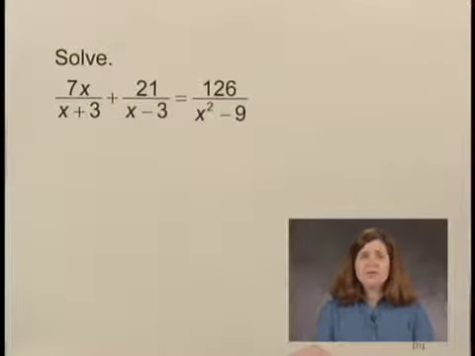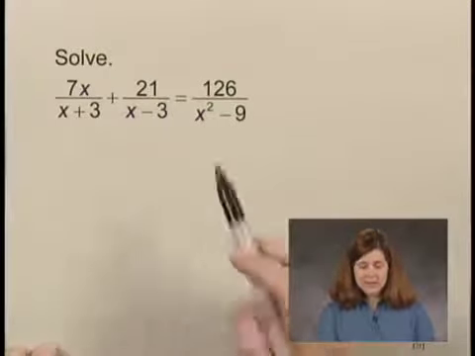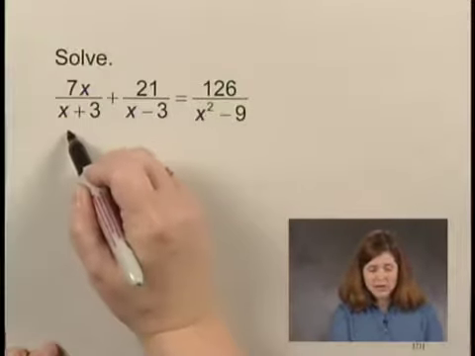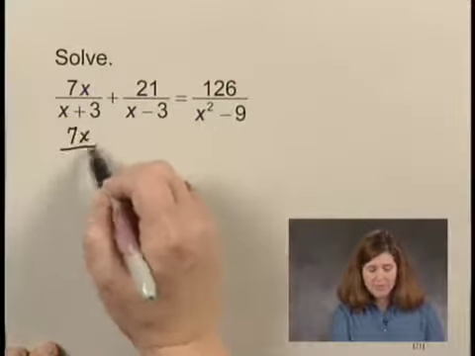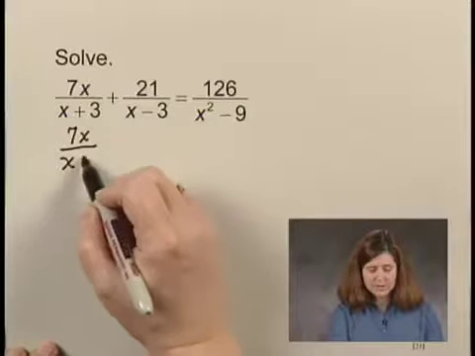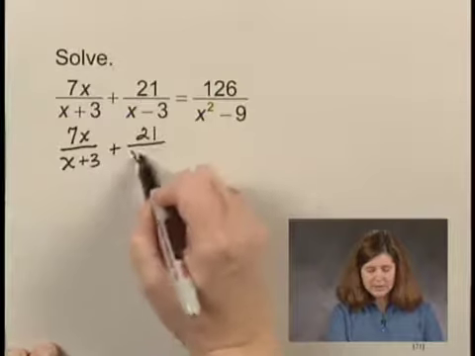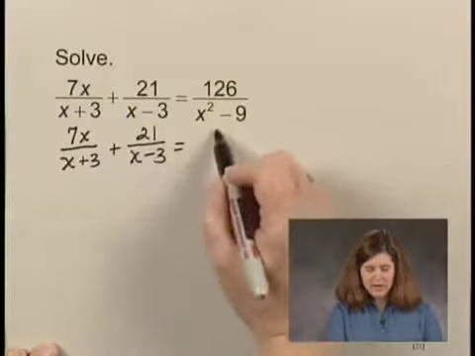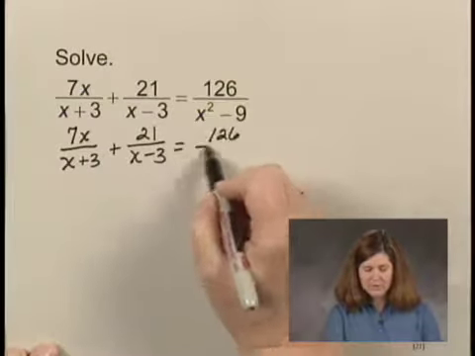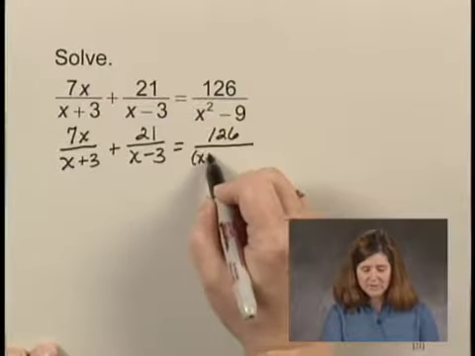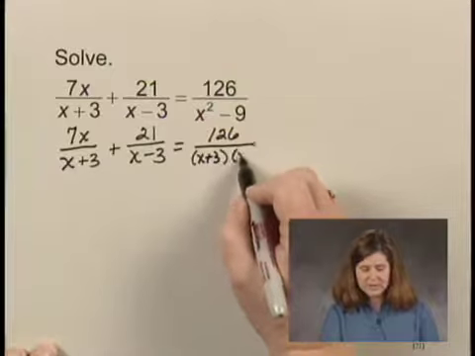denominators. In order to find that, I need to look at the denominators in factored form. Since x squared minus 9 can be factored, I will copy the equation and factor x squared minus 9 as my first step. And I have 126 over x squared minus 9, a difference of squares that factors into x plus 3 times x minus 3.